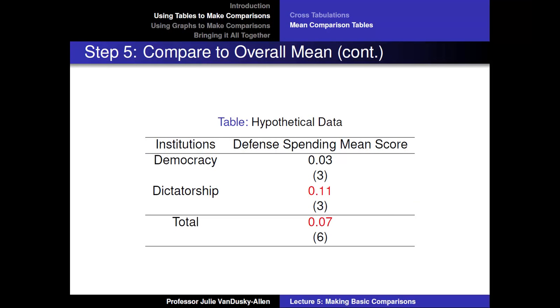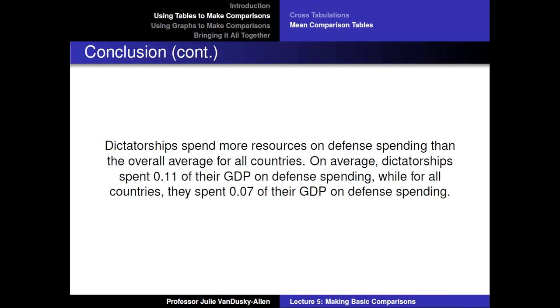On the other hand, the mean defense spending as a proportion of GDP for dictatorships was 0.11, while the overall mean was 0.07, indicating that dictatorships spent more than the overall average on defense spending. We can conclude that dictatorships spend more resources on defense spending than the overall average for all countries. On average, dictatorships spend 0.11 of their GDP on defense spending, while for all countries they spent 0.07 of their GDP on defense spending.